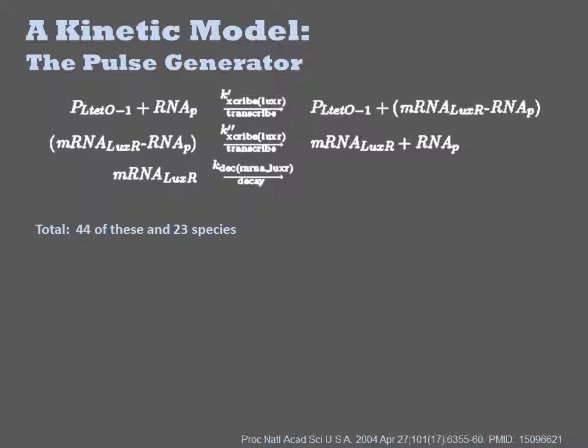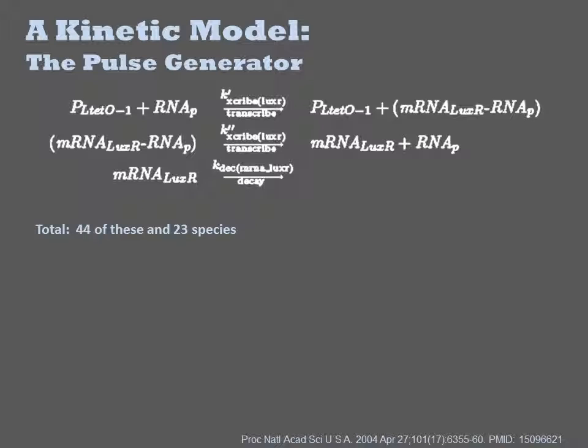Computationally, they describe this system in terms of 23 species doing 44 reactions. Here we show just 3 of the reactions. Each term describes the concentration of a different chemical species in the system. For example, these reactions all describe transcriptional, translational, or decay processes. Similar models can be written for enzymatic transformations.